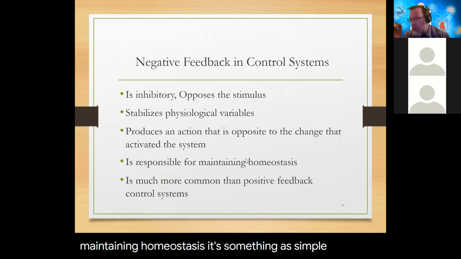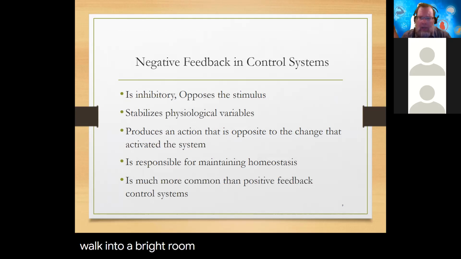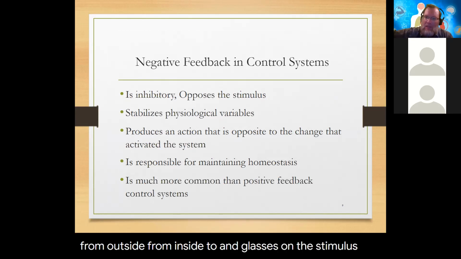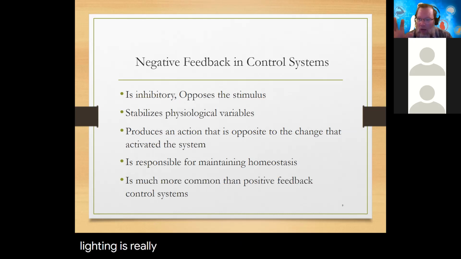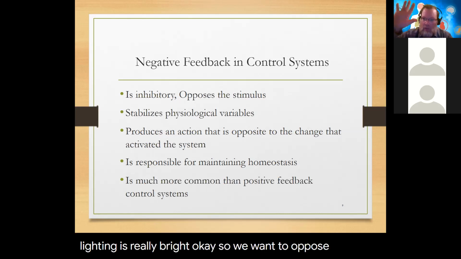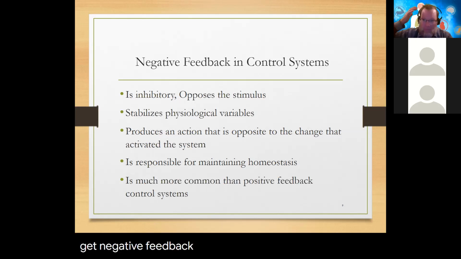It's something as simple as you're inside and you go outside on a bright sunny day, which we don't have today. You go from inside to an outside where it's really bright and sunny. You don't have sunglasses on. The stimulus is coming into your eyes and through the pupils, that the lighting is really bright. So we want to oppose the stimulus. We want to oppose the brightness. So we're going to get negative feedback. What that means then, the brain gets the signal, it's way too bright, right? The response is going to be, let's shrink the pupils.